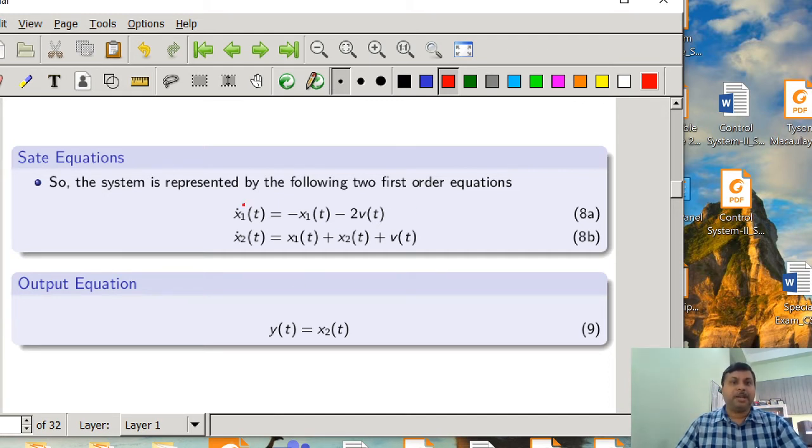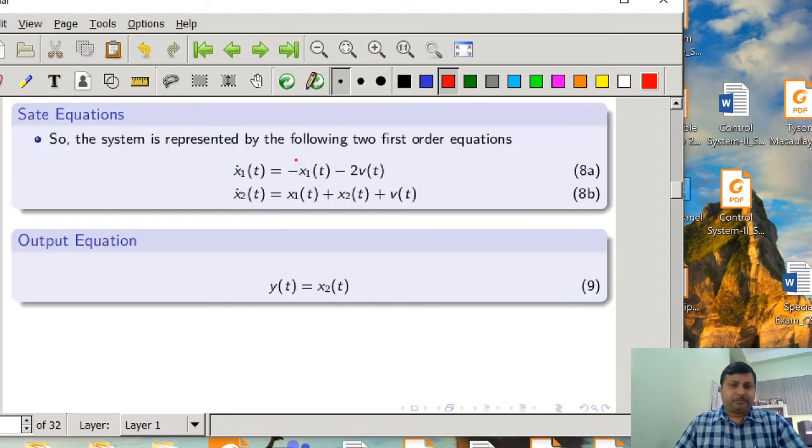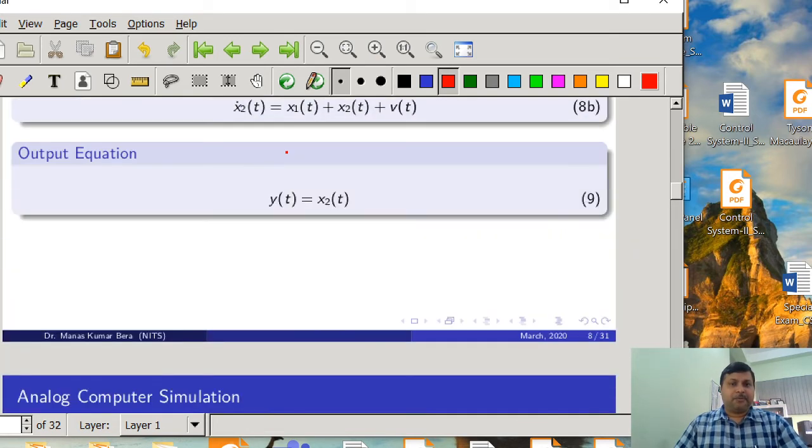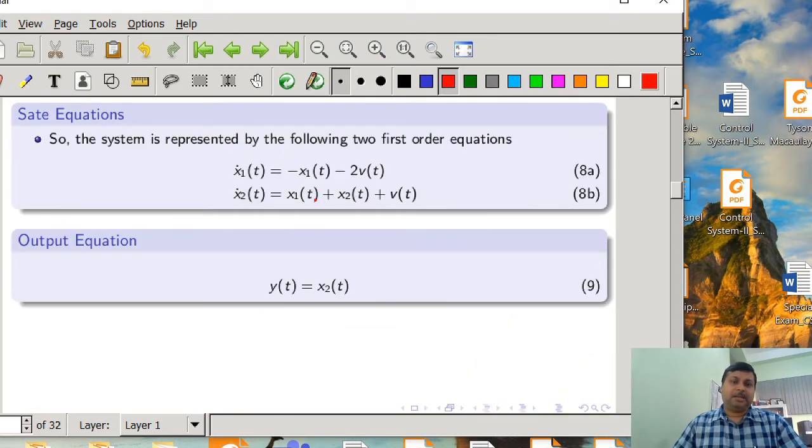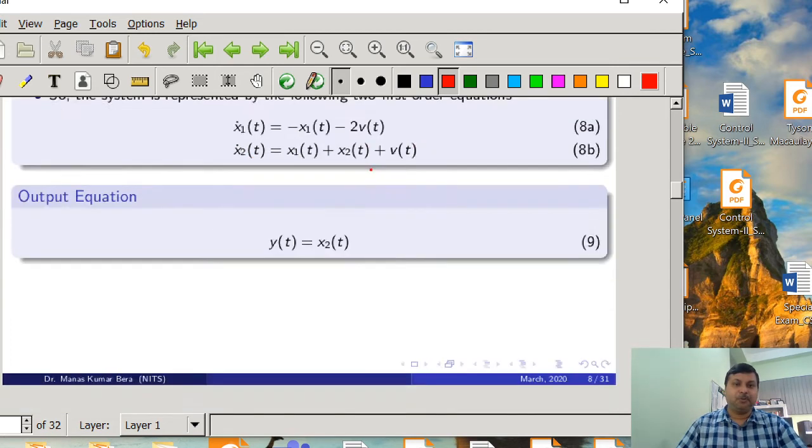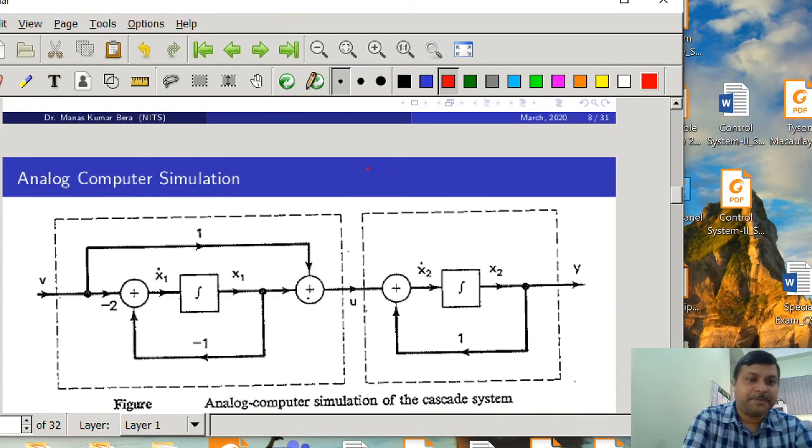And now our intention is to implement these two differential equations in the laboratory using components like the integrator, amplifier gain, and the summer. So now you see that we have tried to represent the system in the following way. In the first equation, x1 dot t is equal to minus x1 minus 2 vt, where vt is the input. So we will start with the input.